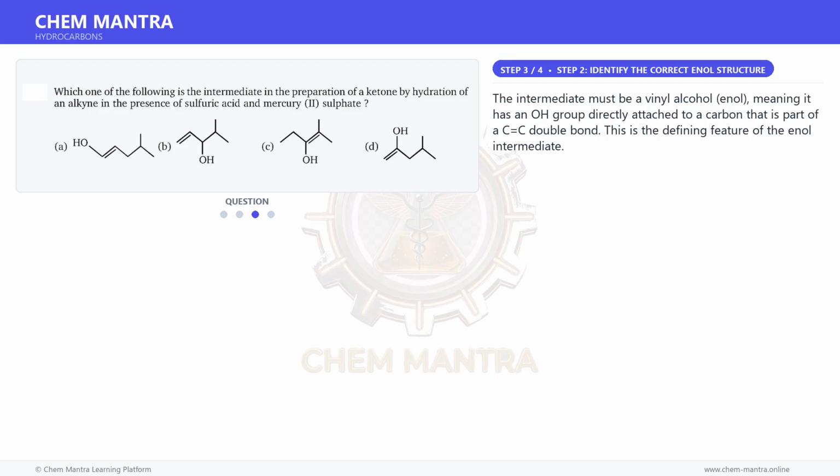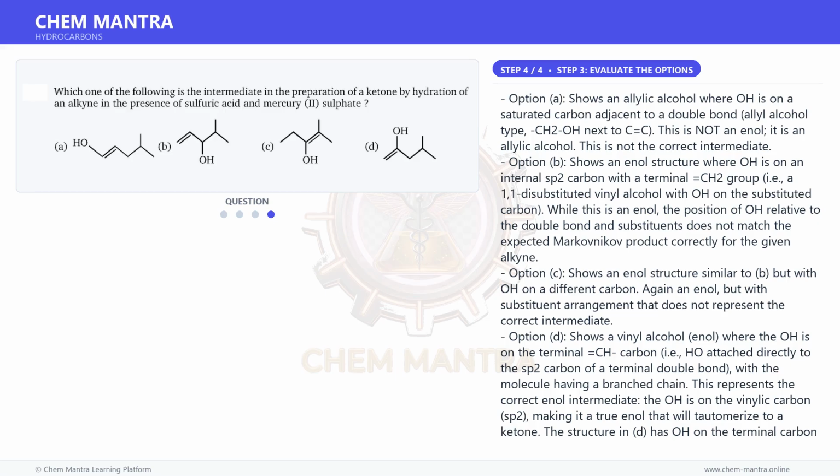Moving on to the next step. The intermediate must be a vinyl alcohol (enol), meaning it has an OH group directly attached to a carbon that is part of a C=C double bond. This is the defining feature of the enol intermediate. And for the final step.